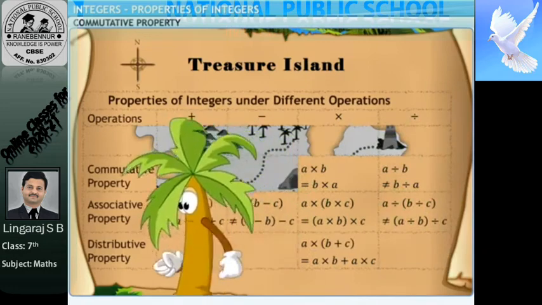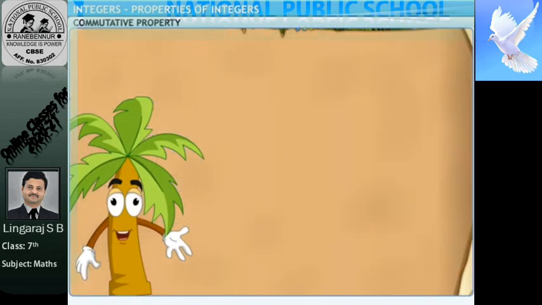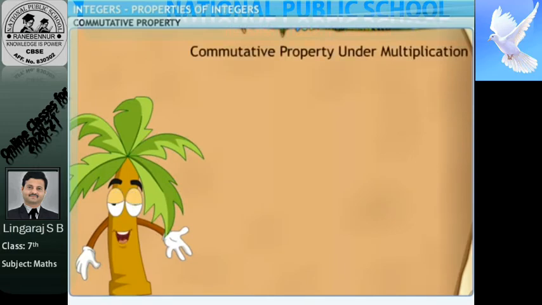I can see some interesting parts of this island now. We know that multiplication is commutative in case of whole numbers. Let's check whether this is true of integers.